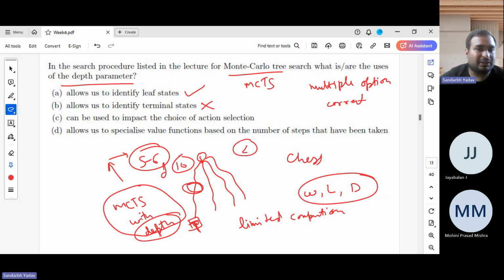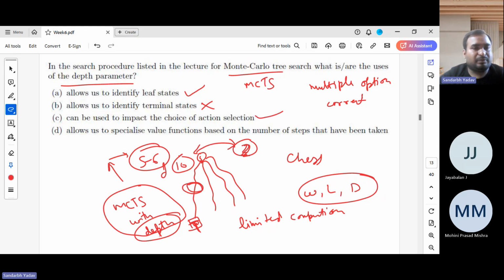So it basically affects our choice of action also, because if you are planning further down, then you might be able to have more data and see what is going on at the 10th step. If you are doing just short-term planning, the action might be different too. So it can be used to impact the choice of action selection. So this is also correct.